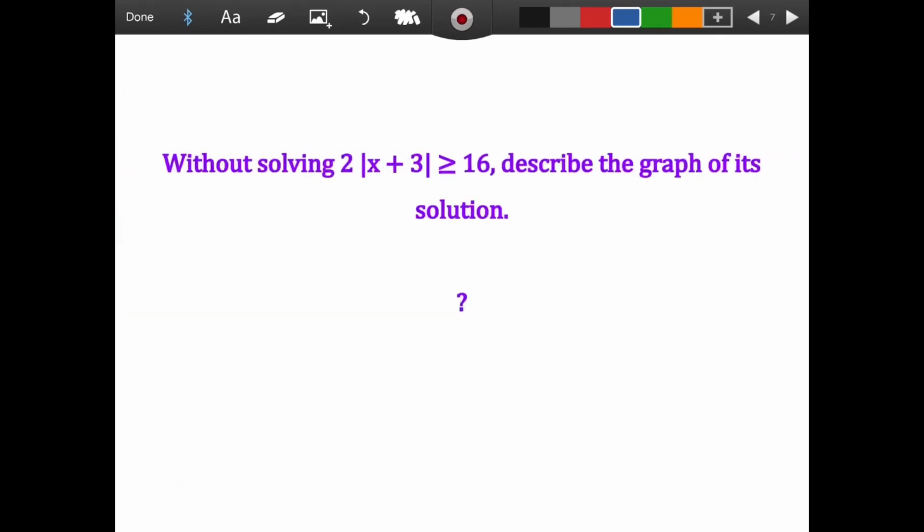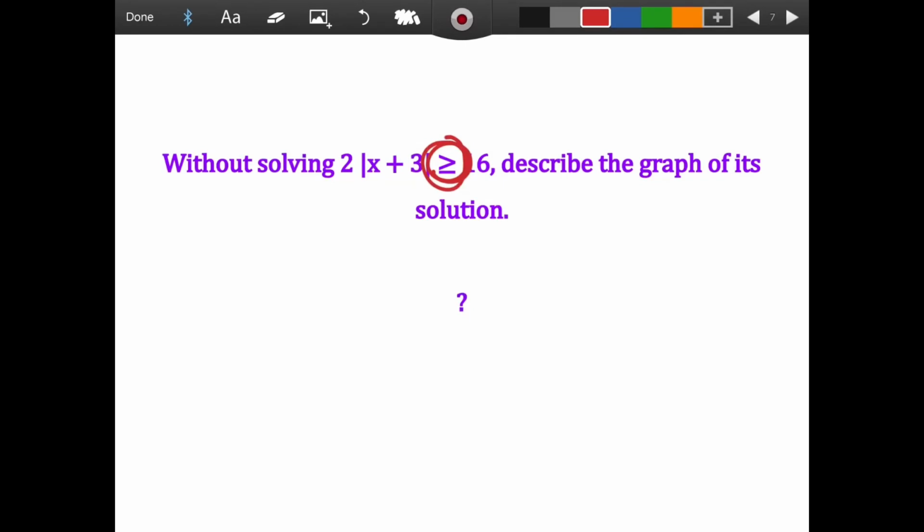So without solving: 2 times the absolute value of x plus 3 is greater than or equal to 16. Describe the graph of its solution. So we just did a couple problems like this. Without solving, just by looking at this inequality, we're able to tell what kind of graph it's going to be on our number line, just by looking at the symbol.